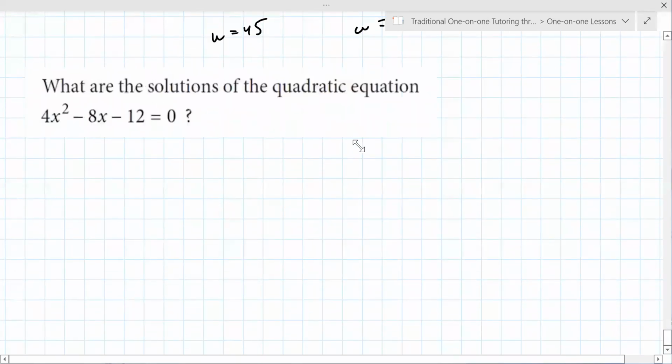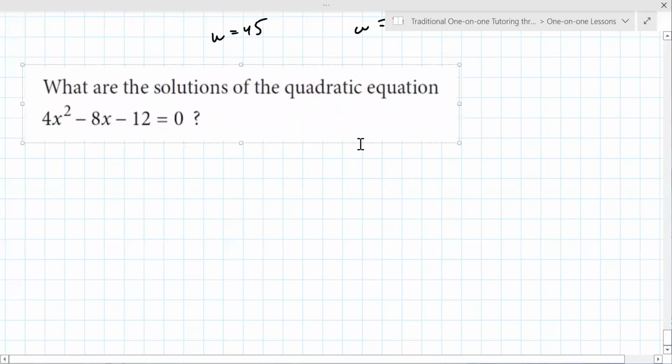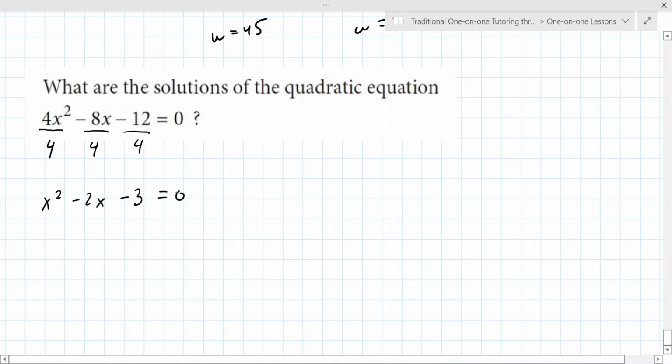All right, so it says, what are the solutions of the quadratic equation 4x squared minus 8x minus 12? Do you agree that each of these numbers is divisible by 4? Yes. You can do that immediately and divide by 4. So that's x squared minus 2x minus 3 equals 0. This type of factoring is called a equals 1. It refers to the fact there's a 1 out in front.